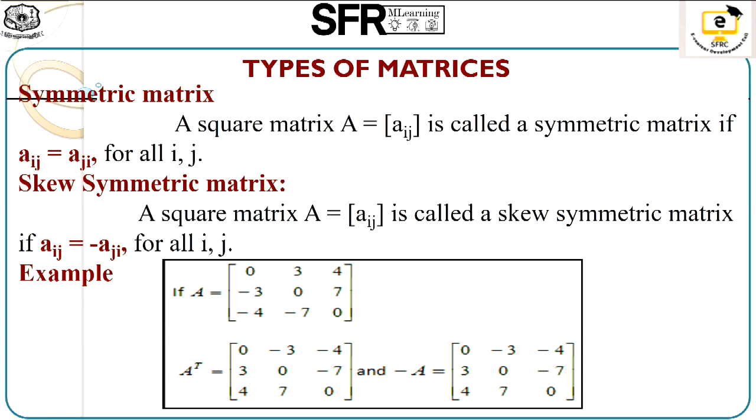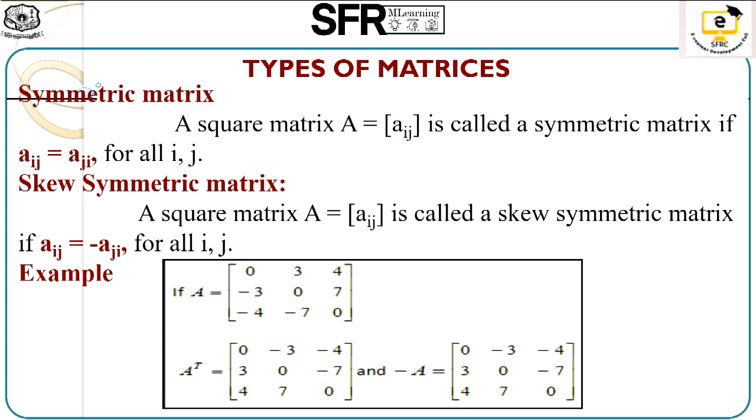Next we see symmetric matrices. A square matrix Aij is called symmetric if Aij is equal to Aji for all elements i, j. Skew symmetric matrices: a matrix A equal to Aij is called a skew symmetric matrix if Aij is equal to minus Aji for all i and j.